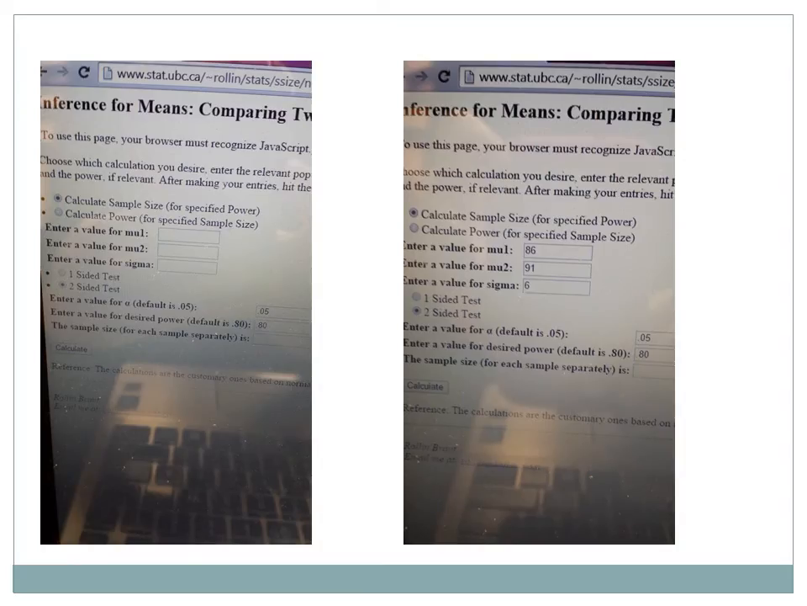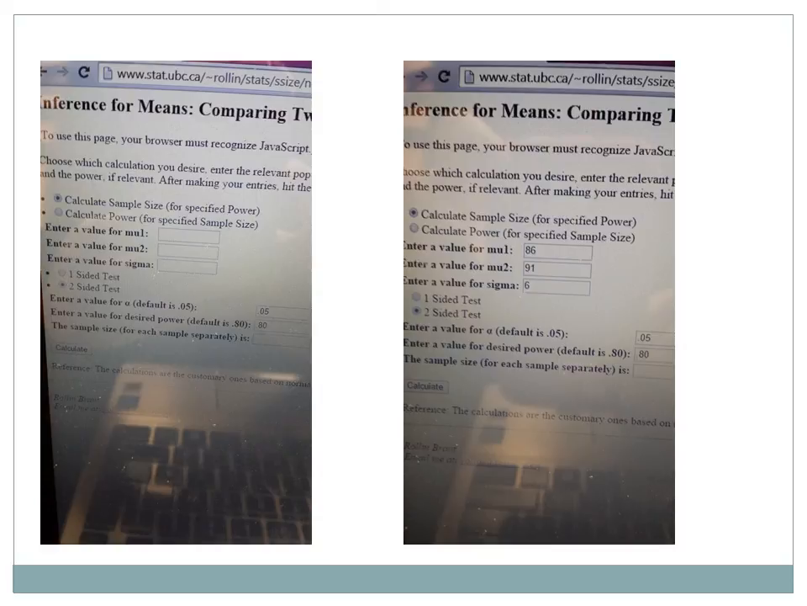So there are these power calculators that you can look up online, and you can see the web address for this one. This is the one I always use. It's the University of British Columbia, and I use it for grants. It's a partial screenshot on the left of what the power calculator looks like for t-tests.